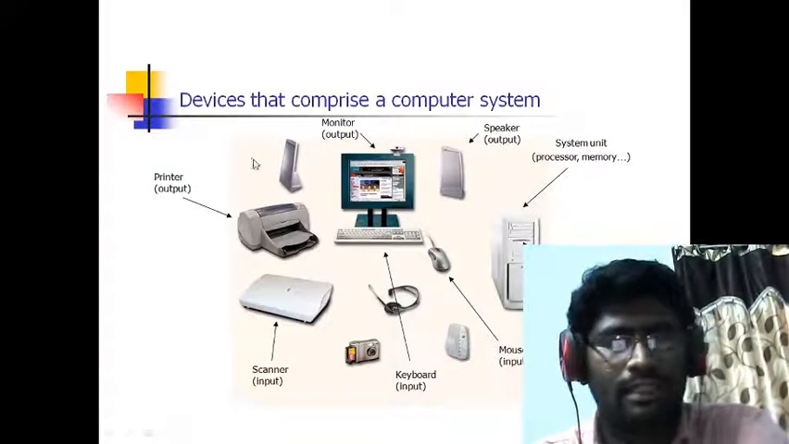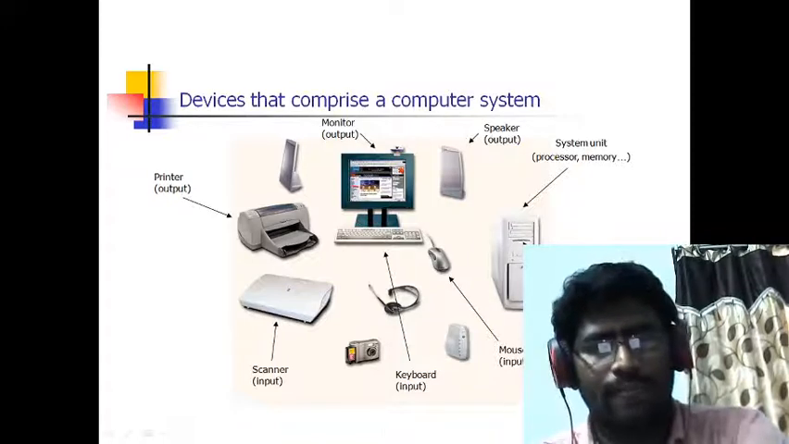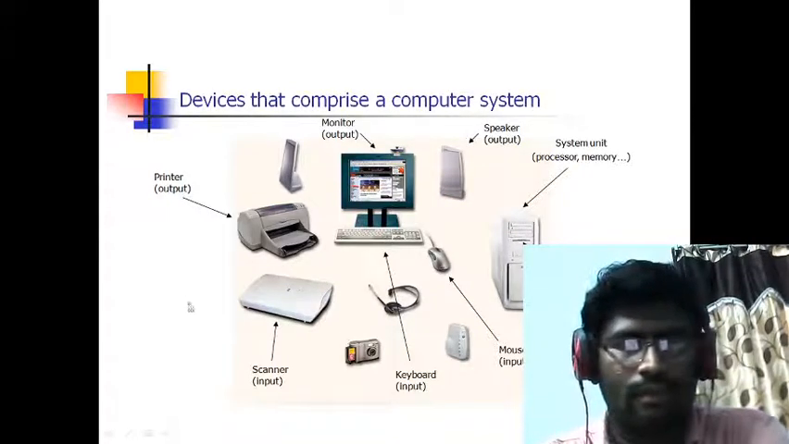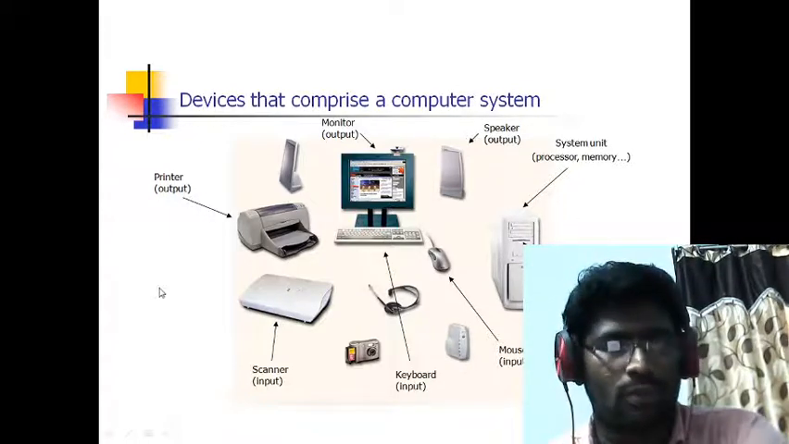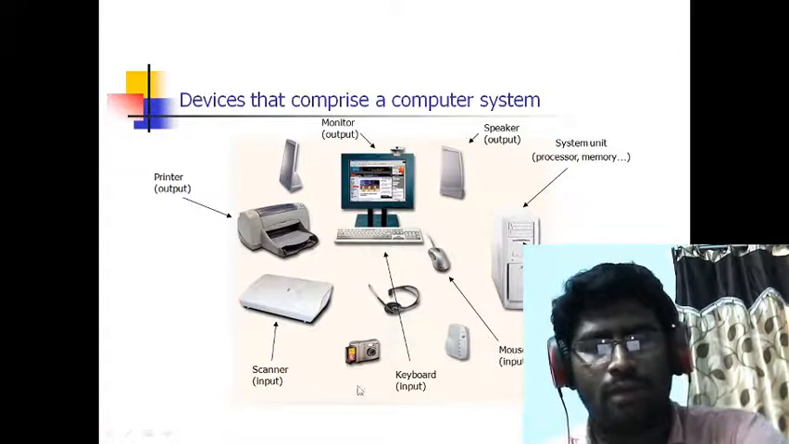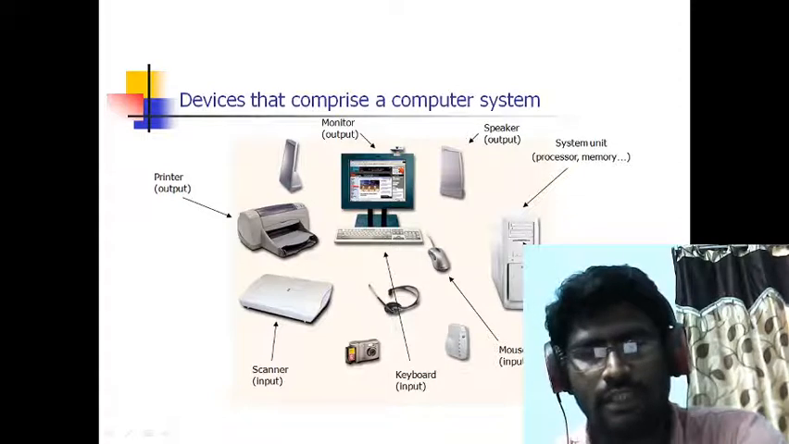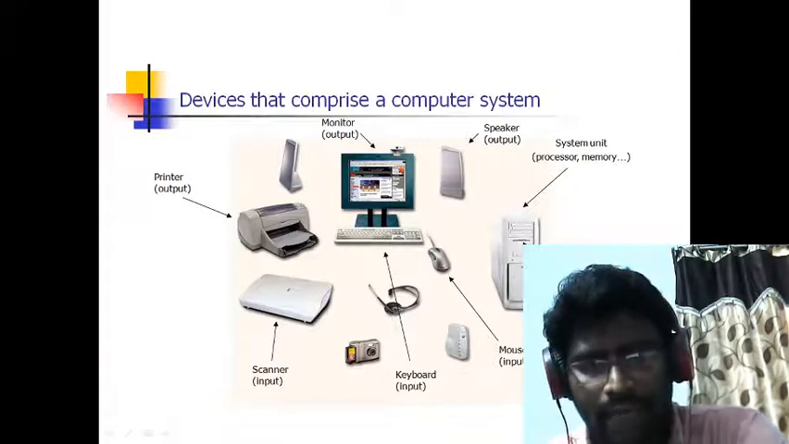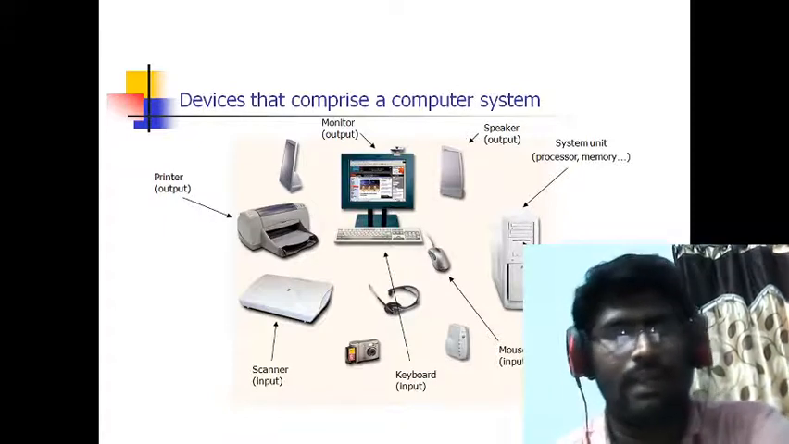After that we will see some of the devices that comprise a computer system. In this picture, we can see some output devices, some input devices, as well as storage devices. Printer, monitor, speaker are the output devices. Similarly, scanner, keyboard, mouse are the input devices, and there are some storage devices also, like hard disk, floppy disk, CD drive.